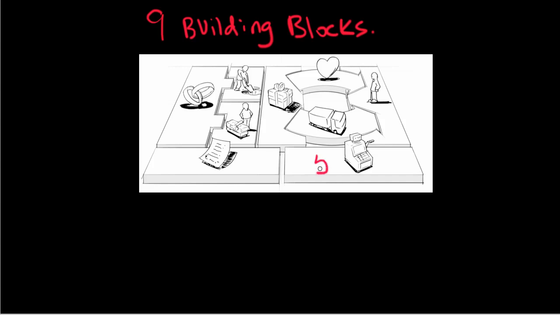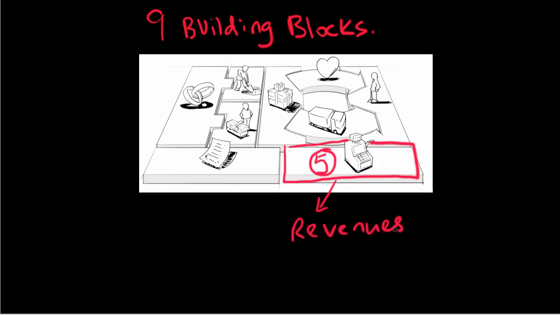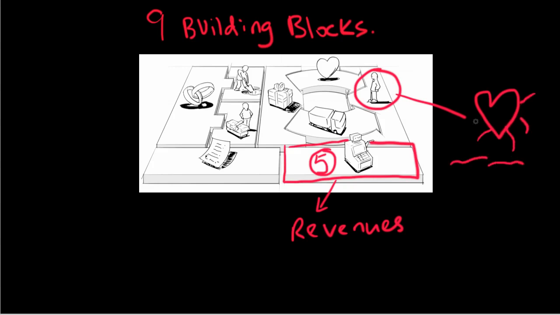Hi, the fifth building block with our business model is this one here. It's the cash register. It's the revenues. And we stressed the importance before of the customer being the heart of your business. If the customer is the heart, then the revenues are the arteries feeding the heart and pumping the blood around the system.